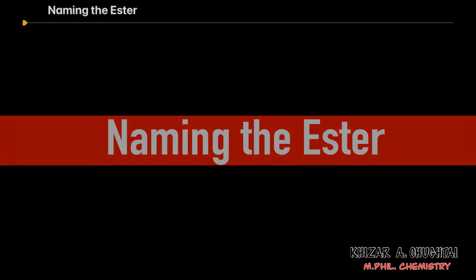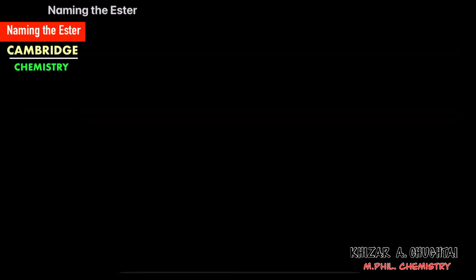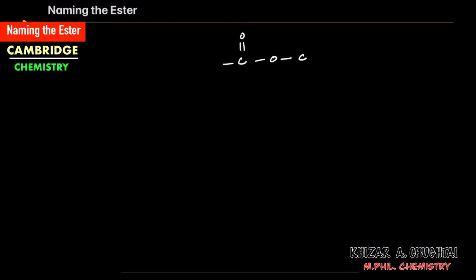Basically, the first thing is, what is an ester? An ester is a compound that has O double bond C, O single bond C linkages. So any compound that has this sequence of linkage, oxygen, double bond, carbon, again oxygen, single bond, carbon, this functional group is said to be an ester.